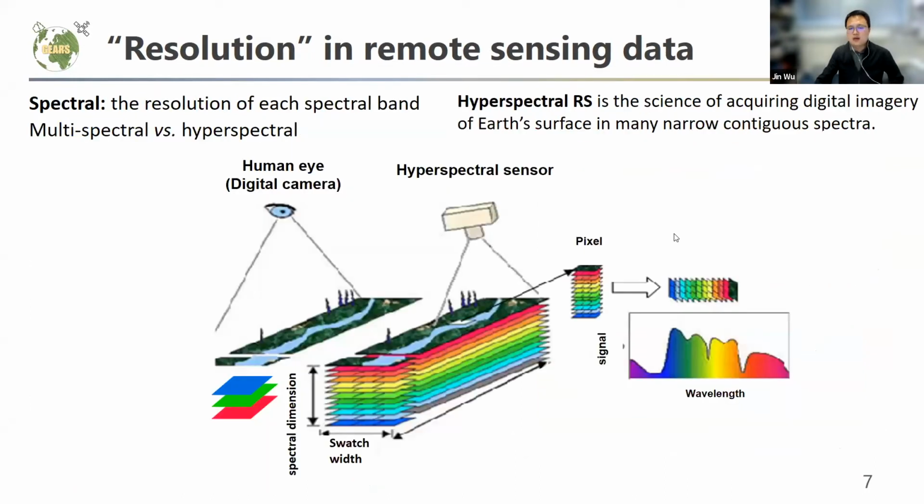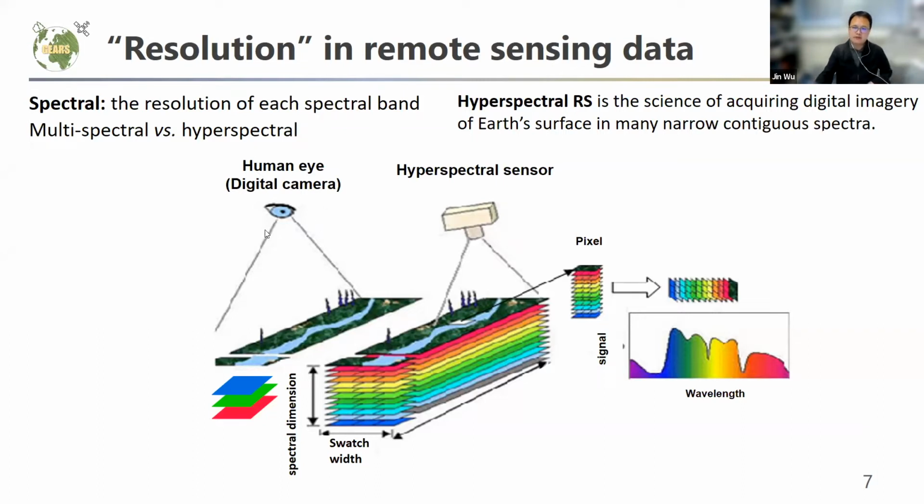The third dimension of resolution is spectral resolution. That's also the key thing we want to talk about today. Spectral resolution refers to the resolution of each spectral band recorded in the remote sensing data. According to the spectral resolution and the number of spectral bands, we can divide remote sensing data into multispectral and hyperspectral remote sensing data.